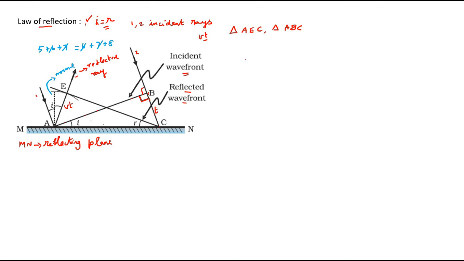Now AE is equal to BC, because by the time B reaches C, A reaches E. Speed is the same because the medium is the same. Light is reflected back into the same medium. So VT, VT. Right? V is the velocity of light. Then AC is common to both the triangles. And angle ABC is equal to angle AEC, each equal to 90 degrees.